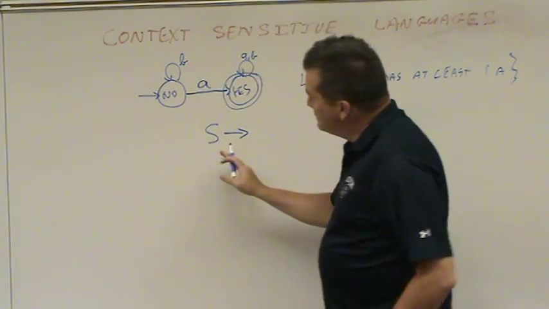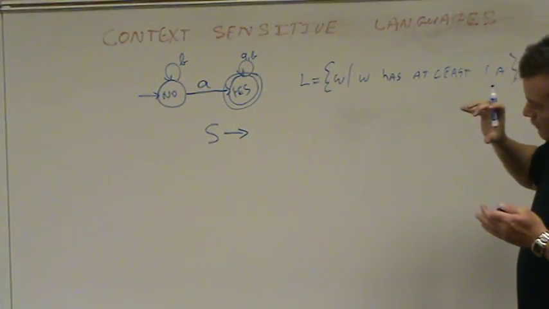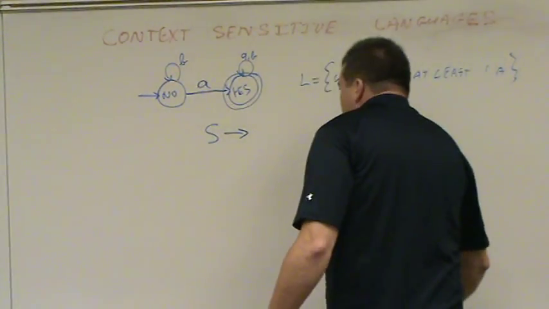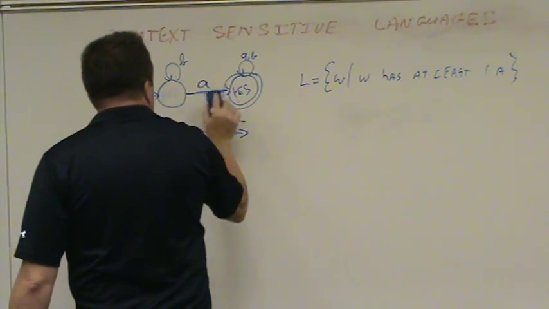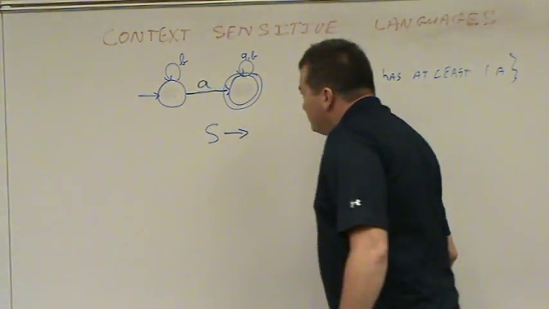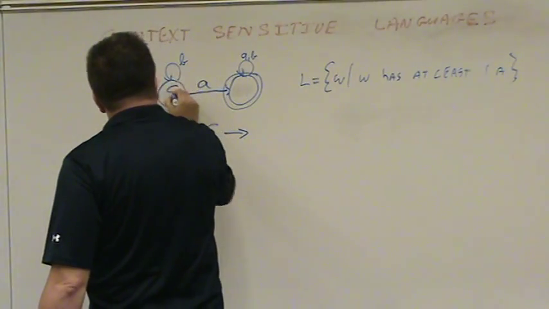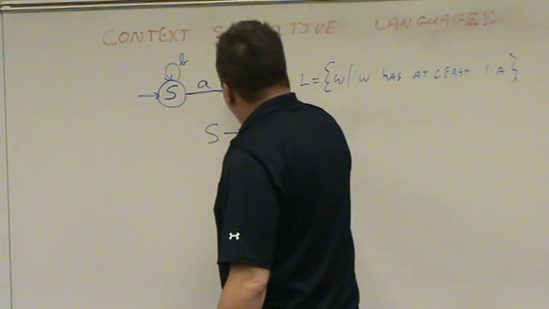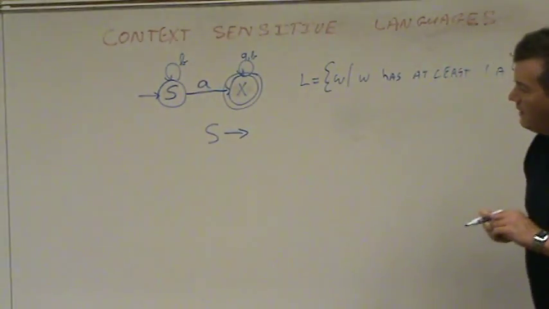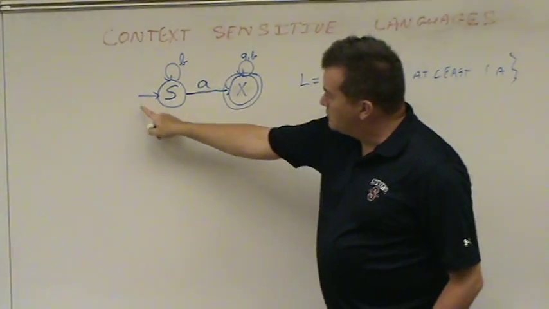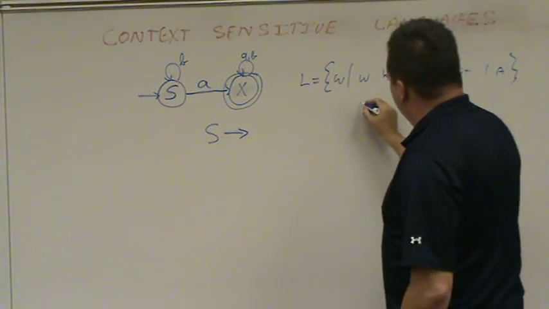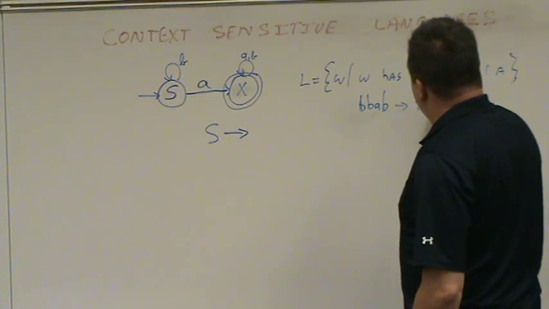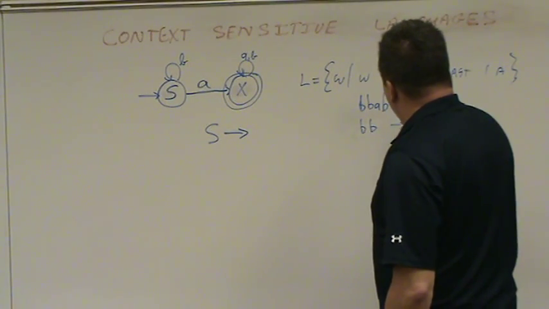We're going to pull the grammar out of the machine we're designing. So why don't we relabel these states. We'll say S is our start state, and we'll just make up a letter for this. Let's say X. This is state X. Like I said before, if we had B, B, A, B, we would answer yes. B, B, we would answer no.